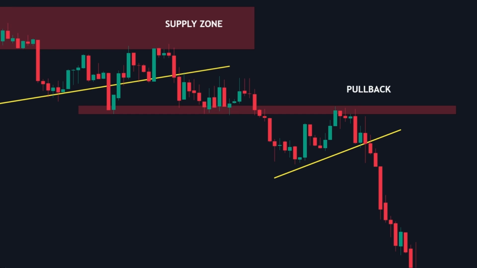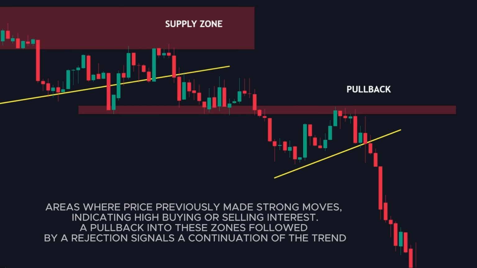Supply and demand zones. Areas where price previously made strong moves, indicating high buying or selling interest. A pullback into these zones followed by a rejection signals a continuation of the trend.